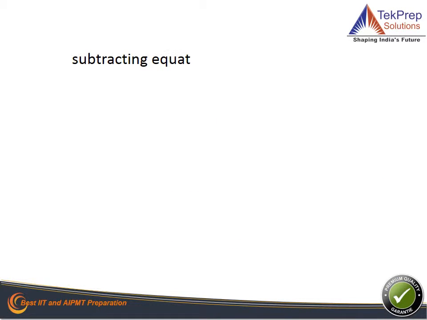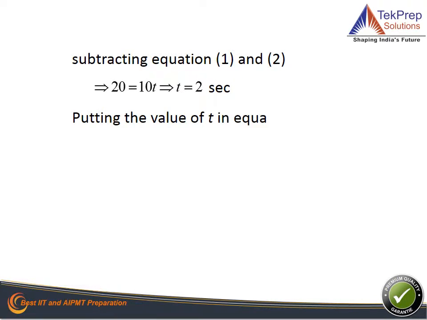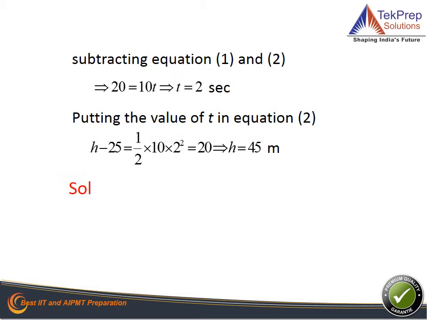Now subtracting equation 1 and 2, we get 20 is equal to 10t, which implies t is equal to 2 seconds. Now putting the value of t in equation 2, we get h minus 25 is equal to half into 10 into 2 square, which is equal to 20. Therefore, h is equal to 45 meters. So, the answer is option D.